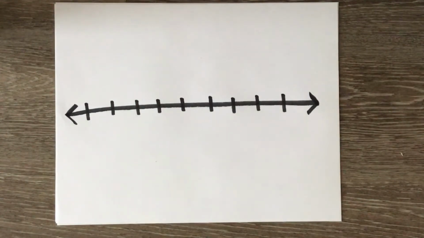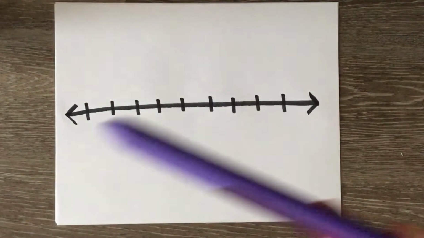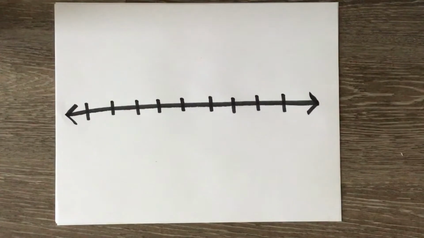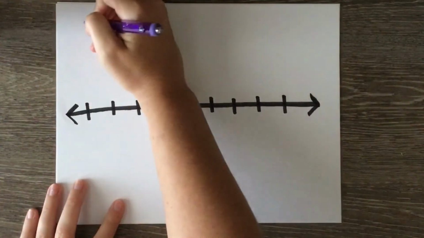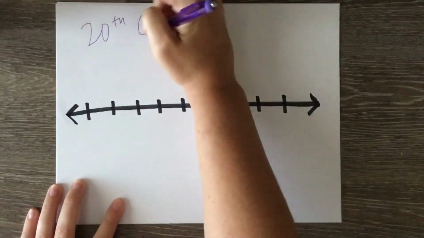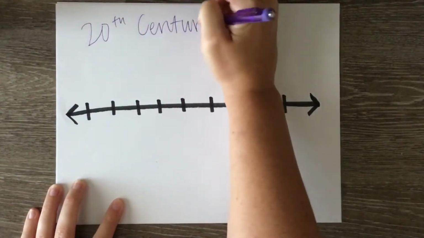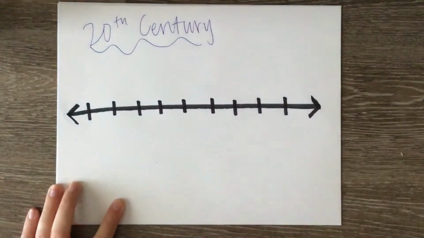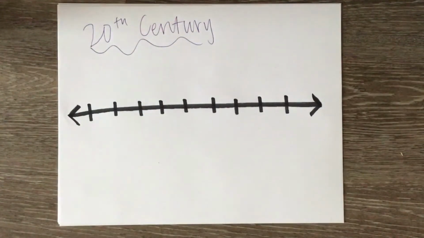I'm going to switch over to a pen now. You can use the same marker, same color pencil, same pen, same pencil, whatever you were using. But we are talking about the 20th century. I probably should have done this with my marker, but that's okay. So this is a 20th century timeline. That's what we are talking about, the 20th century.